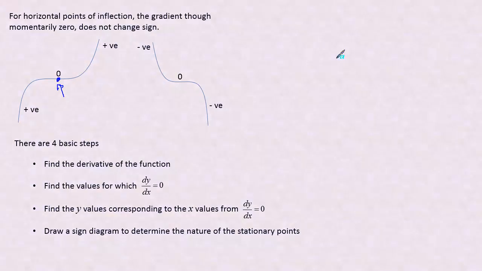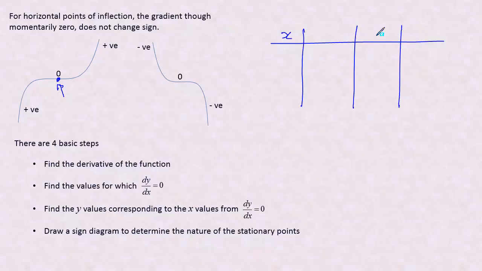Now the way that you do this is, at the top here we have x, and the coordinates of the stationary value itself go in the middle, and then you take an x value that's to the left of that. So in a particular case you'd actually write numbers here, not these words, and you take a point to the right, and then you look at dy/dx.